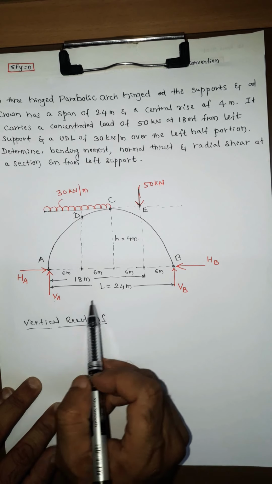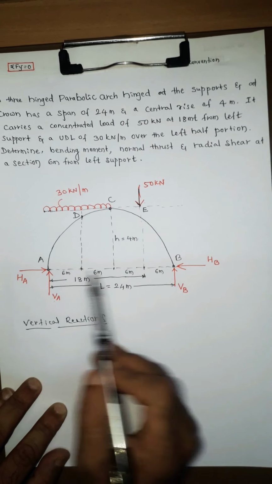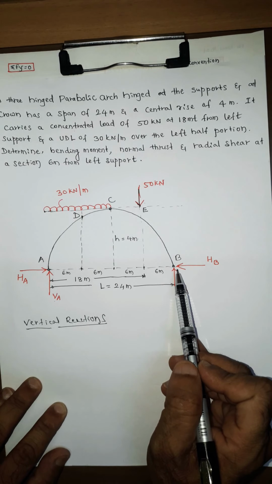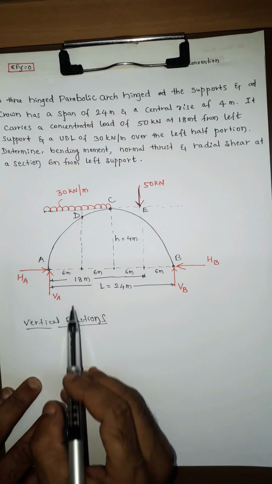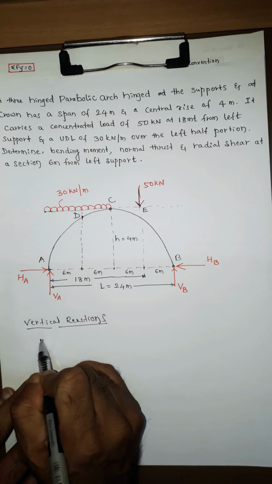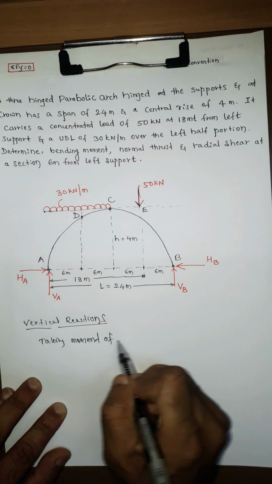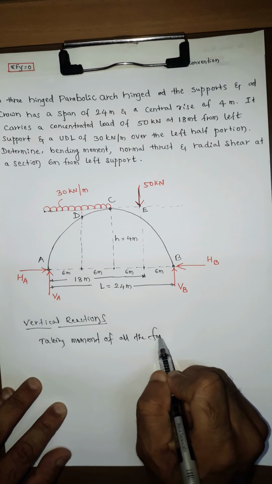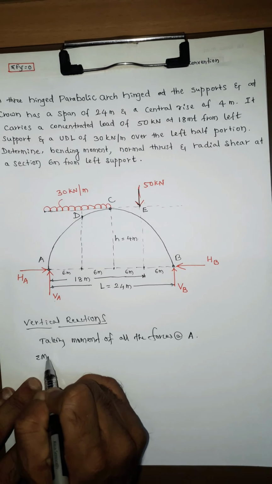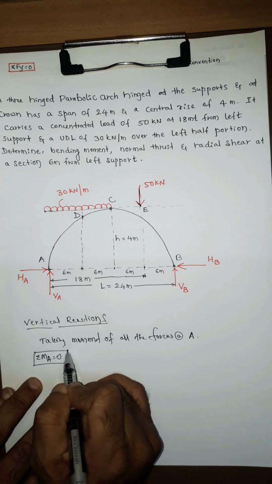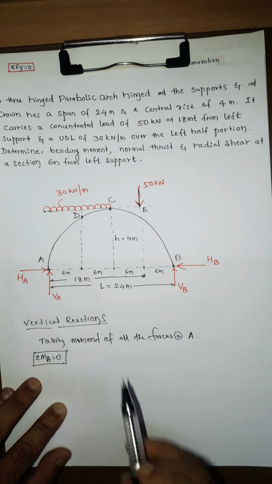So for these vertical reactions, we are going to consider the complete arch and take moment of all these forces about any one support, either A or B, and that is summation M is equal to 0. So let us take moment of all the forces about A, support A, that is summation MA is equal to 0. Even you can take moment about B also, no problem.